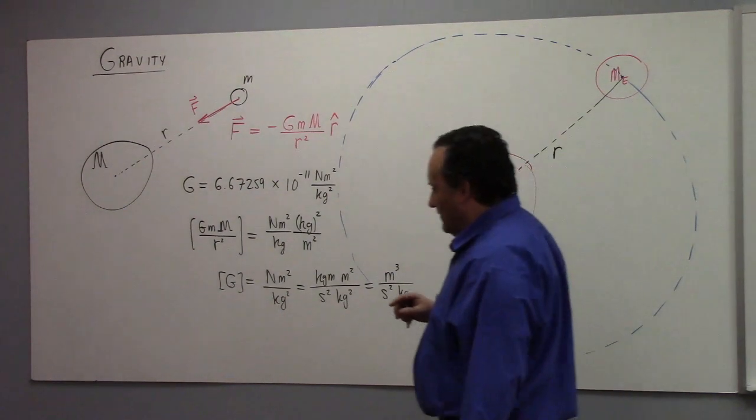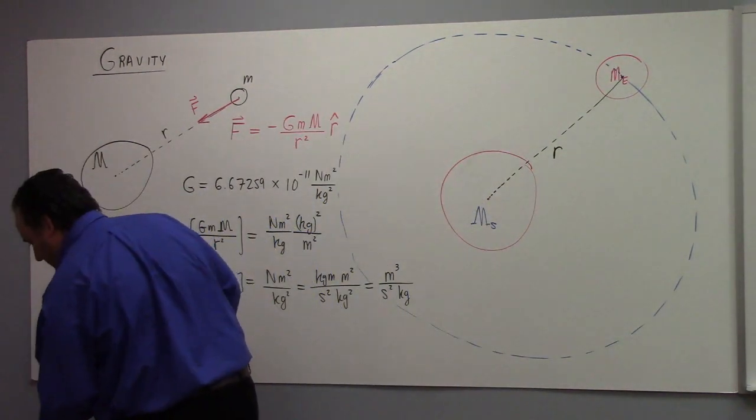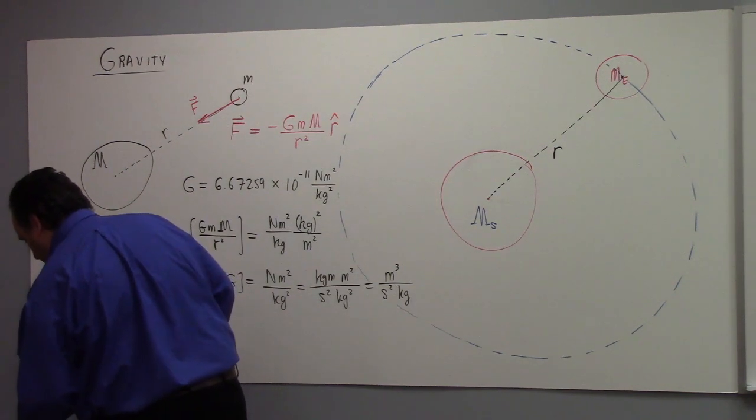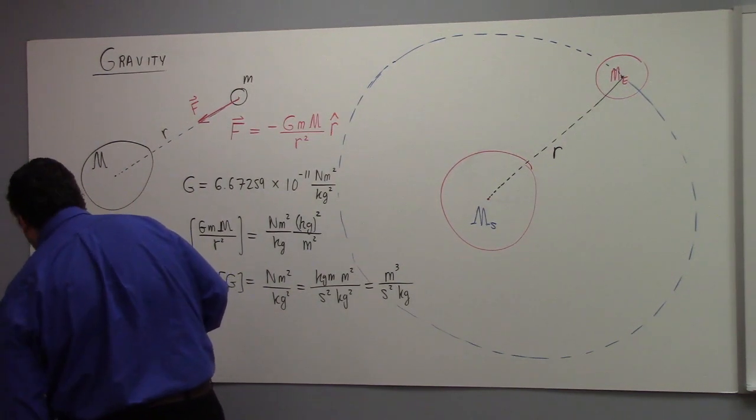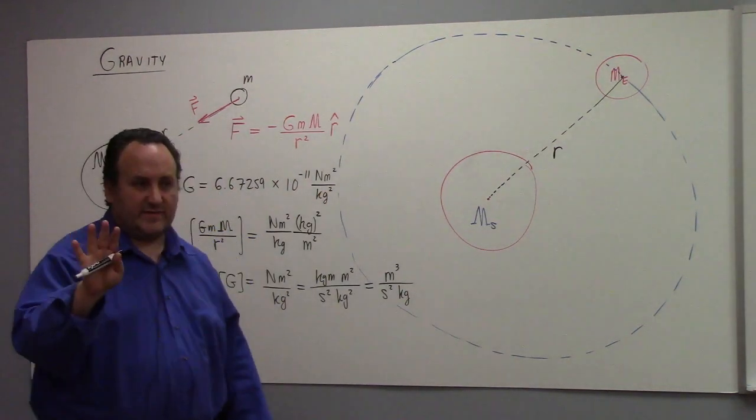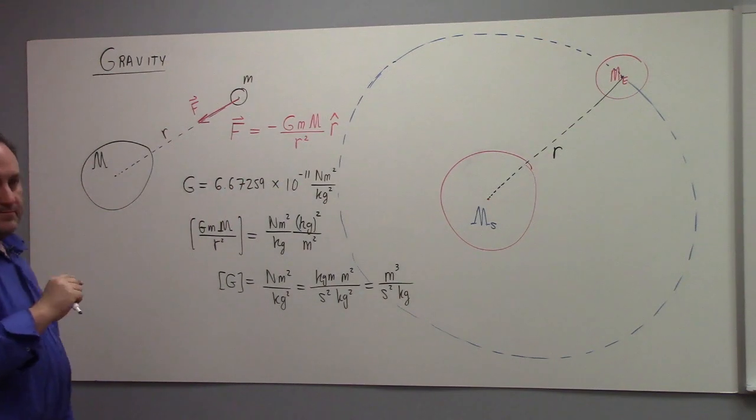So my notes have an unhelpful error. I'm in lecture 31, and there's a typo on page 1. That's supposed to be Newton meters squared over kilograms squared. There's a 2 missing there. Okay, now that I got that out of my system, how do we solve this problem?